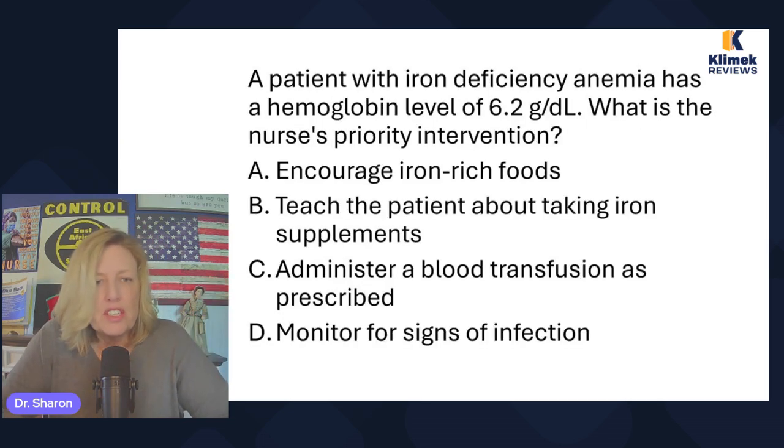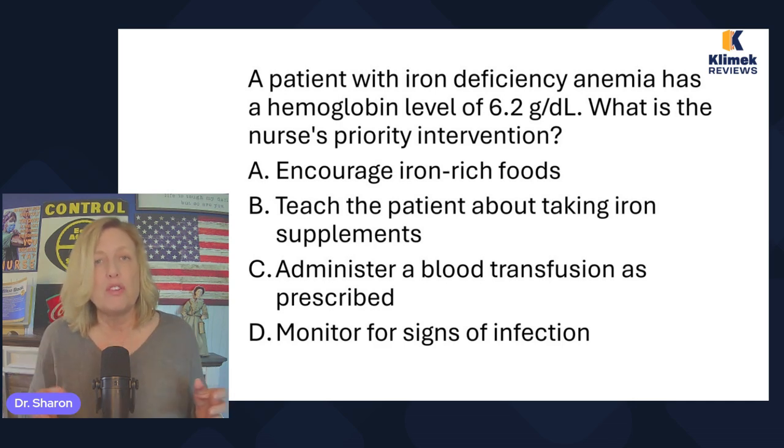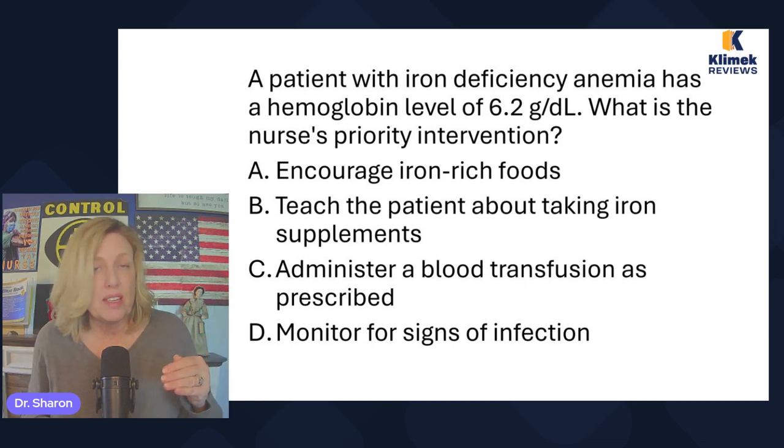A patient with iron deficiency anemia has a hemoglobin level of 6.2. What is the nurse's priority intervention? Encourage iron-rich foods, teach the patient about taking iron supplements, administer a blood transfusion as prescribed, monitor for signs of infection. So Clinic Reviews teaches lab values. So I'm just going to give you a little heads up about one of the ways we teach lab values. When we teach lab values, we teach them as A, B, C, or D labs.